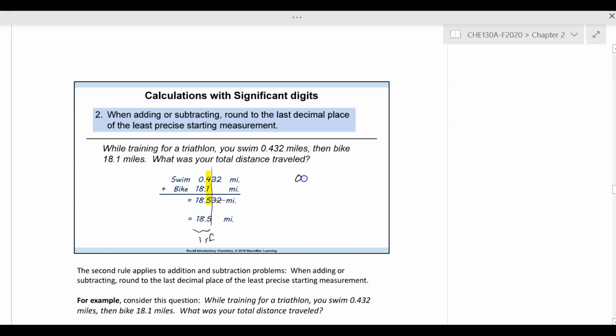If it was 0.44 and 18.2, for example, that's a 2 sig fig number and a 3 sig fig number, and that's going to be 18.64. We're going to have to round it to that least common place, not to 2, so that would still be 18.6 miles in this case, with those different values.